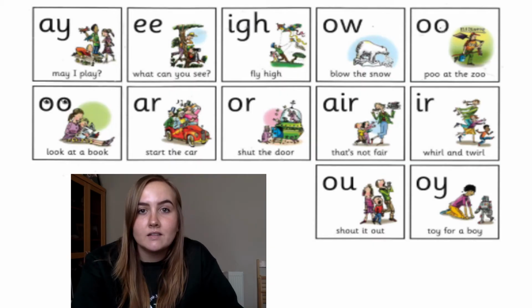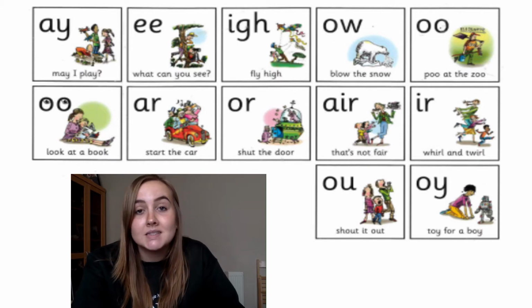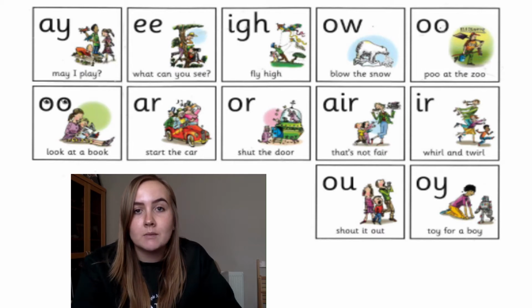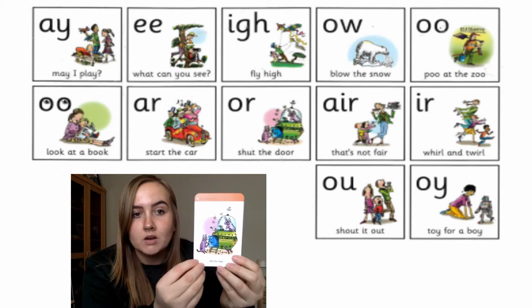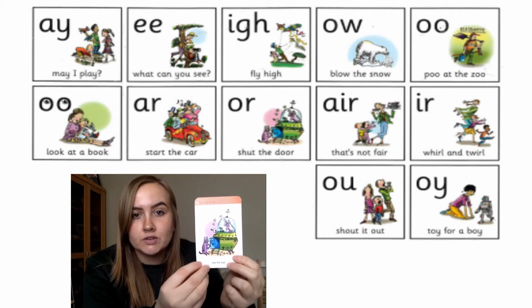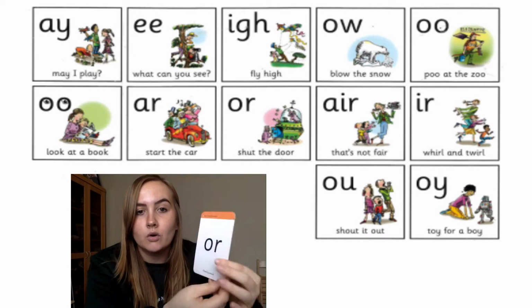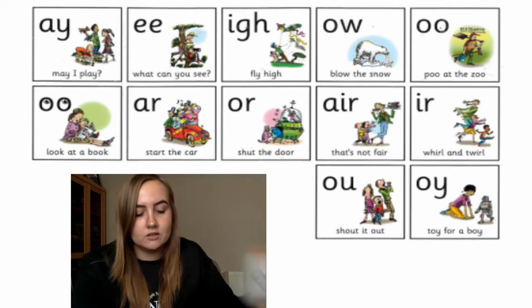To start our lesson off, we are going to recap over our Set 2 sounds like we always do, but today I'm going to do it a little bit differently. I am going to hold up the picture that we normally see on the back of our sound card, and you will have to tell me which sound that picture belongs to. So the first one is this one. Which sound does this picture belong to? It is or shut the door.